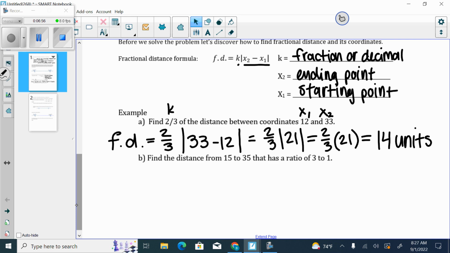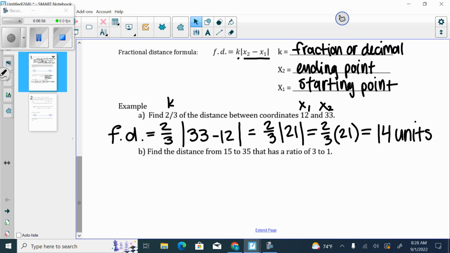Okay? All right, so example B, find the distance from 15 to 35 that has a ratio of 3:1. Okay, so this time they didn't give it to us already written as a fraction or decimal. We need to convert that into a fraction or decimal. Okay, so if I'm talking about this ratio they gave me, 3:1, how many parts total is 3:1? We got 3 parts here, 1 part here. Altogether, that would be 4 parts. Okay, so 3:1 has 4 parts or 4 segments.